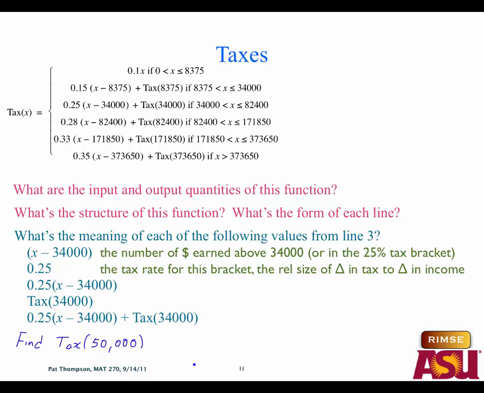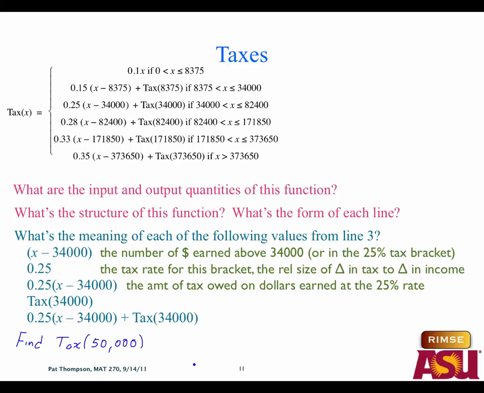Carla, what is 0.25 times x minus 34,000? That is the amount of taxes you pay. Your dollar amount is over 34,000. Okay, yeah, pretty good. Yeah, Victoria, go ahead. Well, I was gonna say it's the amount of taxes you pay on the 25% tax bracket. Okay. Yep. Amount of tax owed on the dollars earned at the 25% rate.